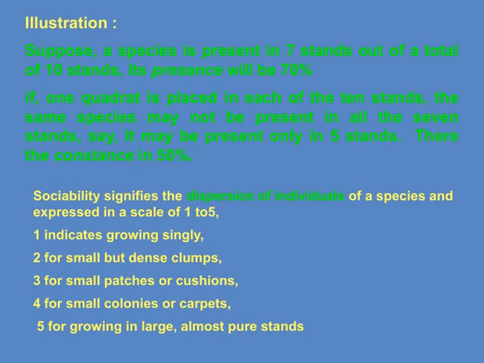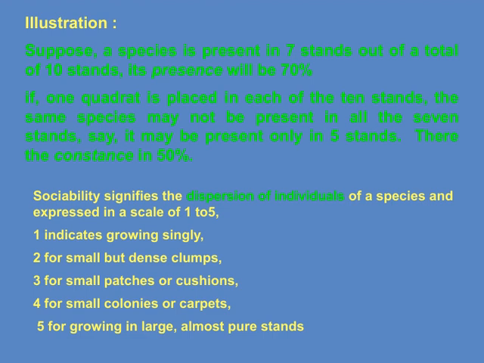Let's consider an example to understand species presence better. Suppose a species is found in 7 out of 10 stands. In that case, we would say its presence is 70%. Now, if we place one quadrat in each stand, the species might not be present in all those stands where it was initially recorded. For example, it could be present in only 5 stands out of the 10, which would give us a constancy of 50%.